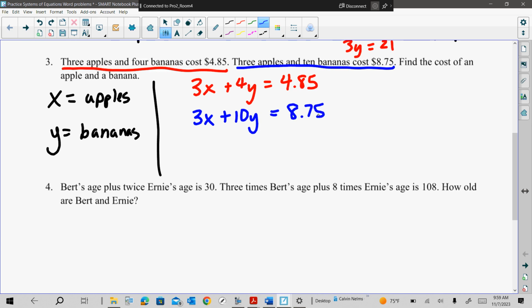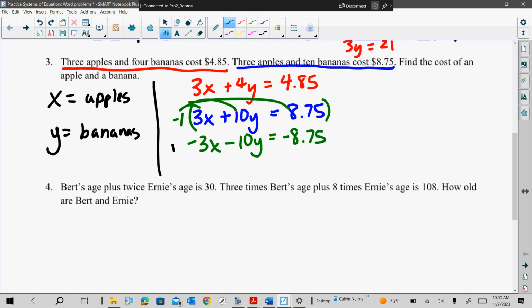All right. Now, what method should we use here? Elimination. Yeah, elimination. Which variable should we try to eliminate? X. Yeah, the x. Okay, what will we need to do to eliminate? Yeah, multiply by negative 1. Okay. So when I make this a negative 1, this becomes negative 3x minus 10y equals a negative 8.75. So I'm adding to eliminate the x's. 4y plus the negative 10y is going to give me a negative 6y equals, what is $4.85 minus $8.75? It's going to be a negative what?